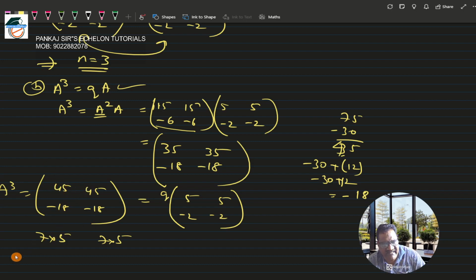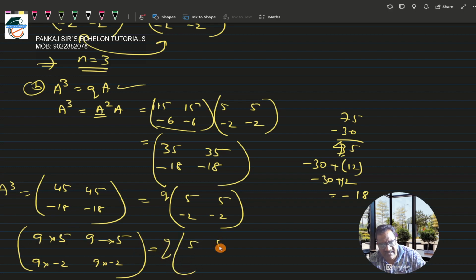Now 45 can be written as 9 into 5. So I'll write this as 9 into 5, this also will be 9 into 5. And this minus 18 can be written as 9 into minus 2, this also 9 into minus 2. This is equal to q times [5, 5; minus 2, minus 2].